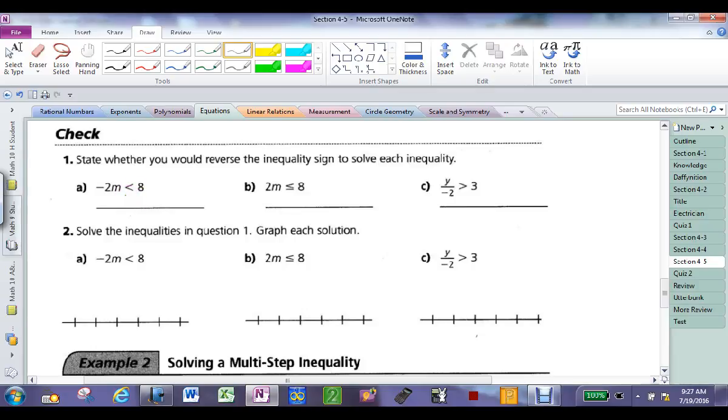Will you be reversing this? Yes. Why? Because there's a divide by a negative. Okay? Will you be reversing this? No. Because you are dividing by a positive. What about here? Yes. Why? Because you are multiplying by a negative. Okay? Just look at the question. If there's a negative in a denominator or a negative coefficient, when you're down to one letter, you know you need to reverse the sign.